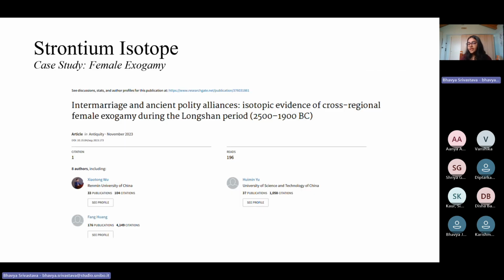So if we keep the principle of strontium isotopes intact in our minds, so we know local strontium, geological strontium, and the strontium present in the human body, if there's a difference, it will suggest movement. And this same principle has been applied in so many archaeological scenarios. In this case, burials of females were analyzed from the Longshan period of Chinese history of 2500 BCE. And since the women showed a different strontium profile than the men, it suggested that female exogamy might have existed in that period.